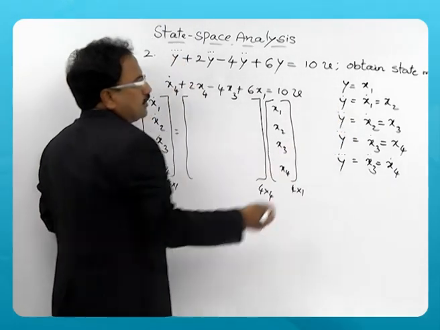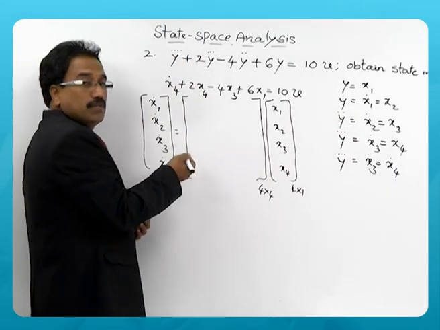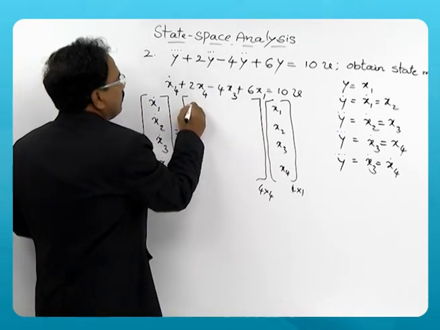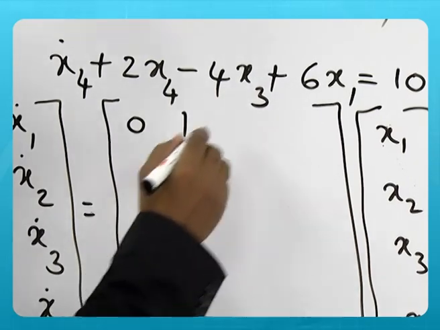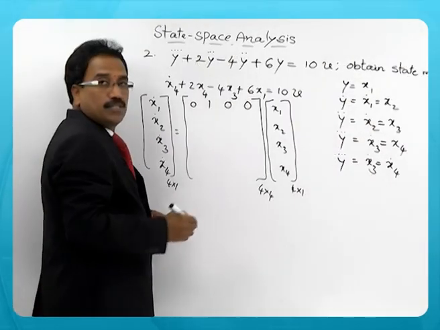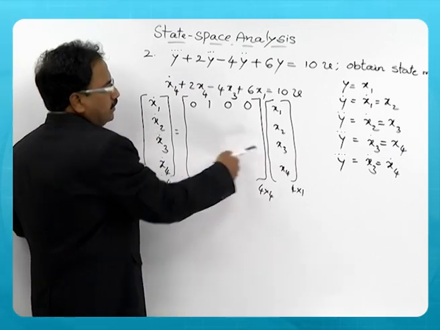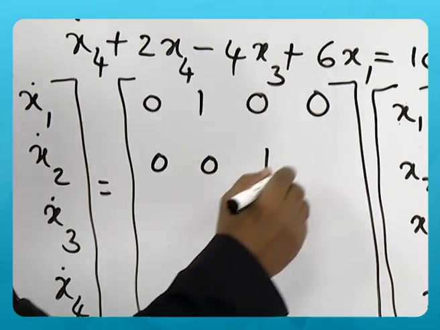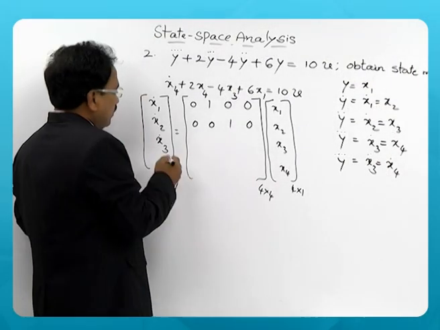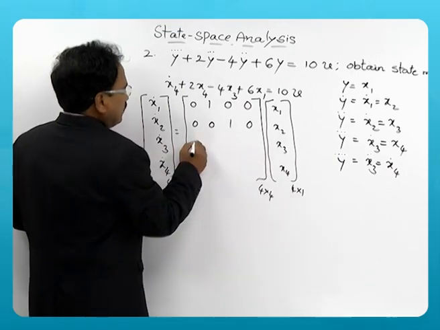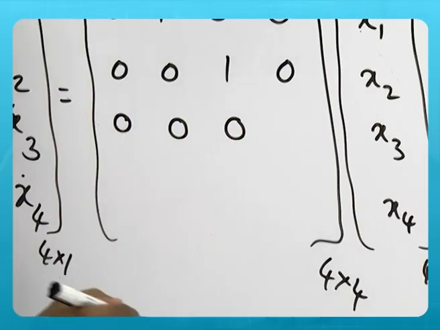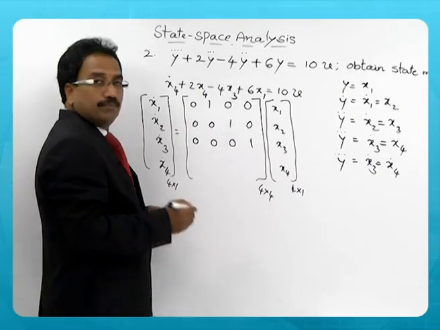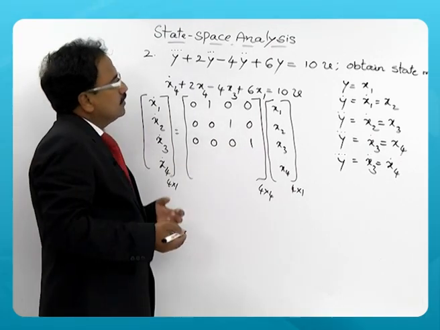So using these set of 3 equations, we can form the first 3 rows because x1 dot is equal to x2. So the second component in the first row must be 1, the other components are 0. For x2 dot is equal to x3, so the third component is 1 and the rest of the components are 0. For x3 dot equal to x4, so the third row, all the elements are zeros, the last element is 1. Now very important is the last row of the state matrix.